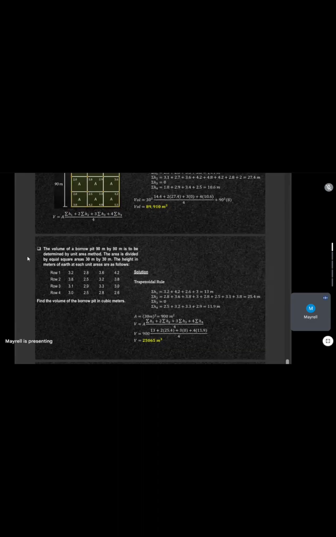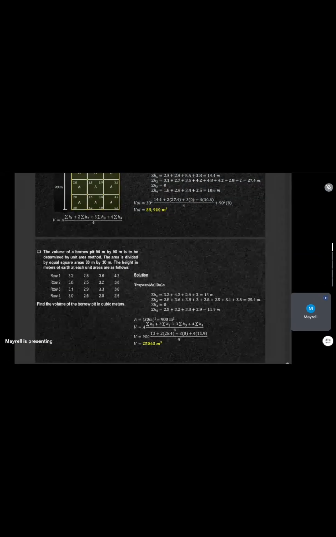So the volume of a borrow pit 90 meters by 90 meters is to be determined by the unit area method. So the area is divided into equal square areas 30 meters by 30 meters. The heights in meters of earth in each unit area are as follows: row 1, row 2, row 3, row 4. Find the volume of the borrow pit in cubic meters.